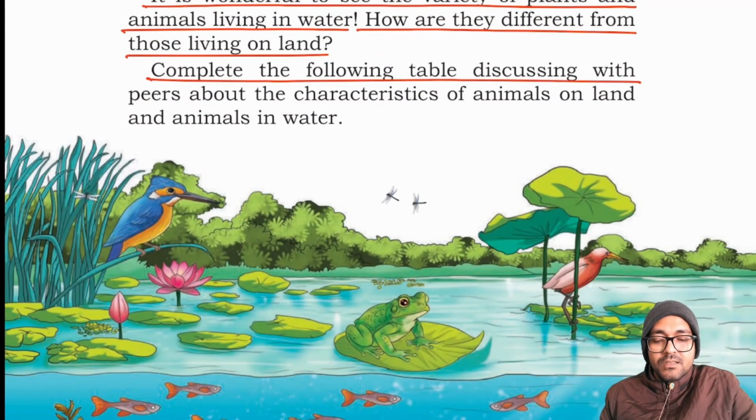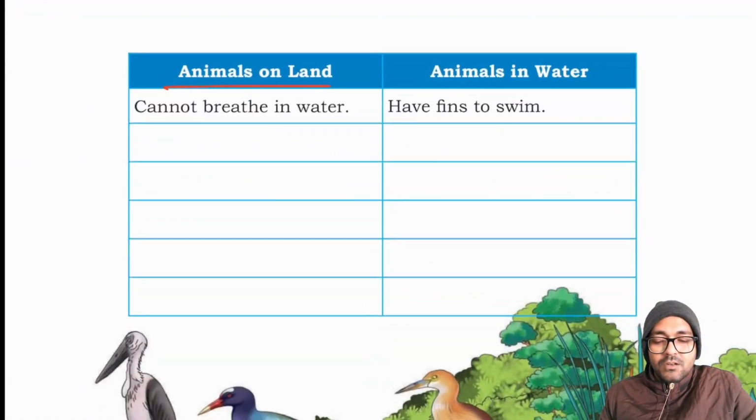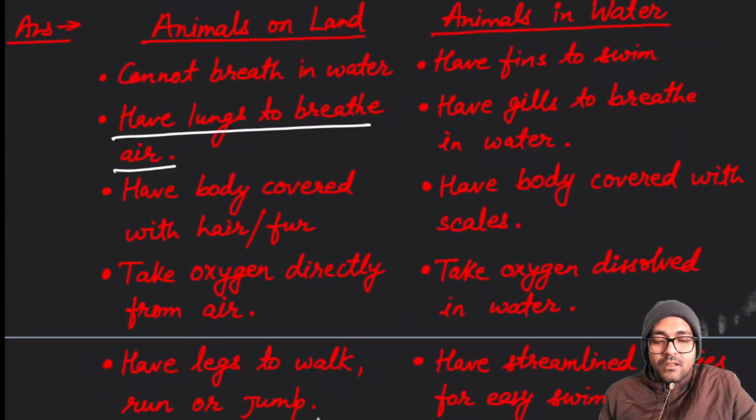Complete the following table discussing with peers about the characteristics of animals on land and animals in water. Animals on land, animals in water. For example, animals on land cannot breathe in water. Animals in water have fins to swim. Similarly, you have to write differences between the animals on land and animals in water. You can write like this. Animals on land have lungs to breathe air. Animals in water have gills to breathe in water.